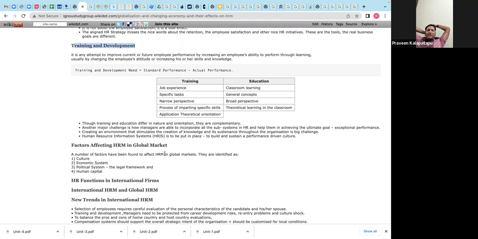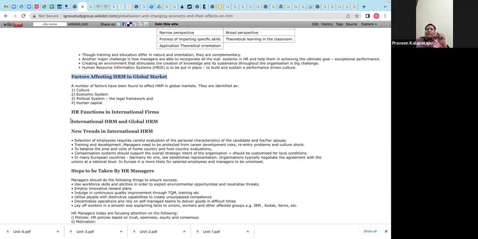You need some basic education to get trained. And at the end of every training, your education is getting enhanced, right? So this is where training and education are concerned. Now we are going into the factors affecting HRM in the global market. There are a number of factors that affect HRM in the global market.